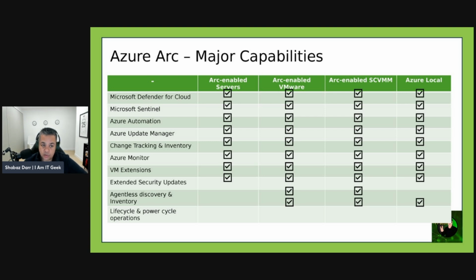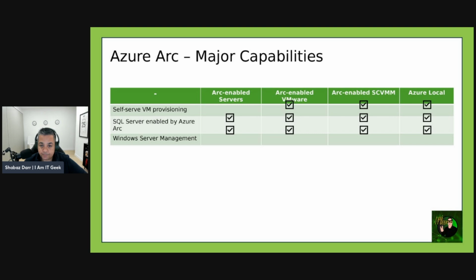As we go along, we've got some more Azure services integration. We've got self-serve VM provisioning, SQL Server enabled Arc, and then we've got Windows Server Management. Again, Arc enabled servers, and we're talking about that Azure Arc feature. It doesn't support self-serve VM provisioning, but it supports SQL Server enabled and Windows Server Management. Azure Arc enabled VMware, SC VMM, and Azure Local has all the major capabilities that we have there. So again, not as many major capabilities for Azure Arc, but we can see VMware, SC VMM, and Azure Local do have more capability in that area.